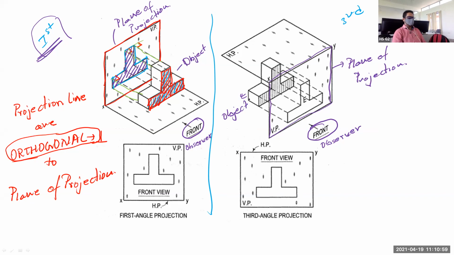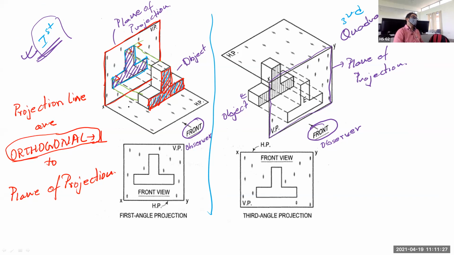If in the examination a question is asked, normally this is the question that is asked in your examination: what is the difference between first angle projection method and third angle projection method? So first thing you can say, in first angle projection method, object is placed in first quadrant. In third angle projection method, object is placed in third quadrant.